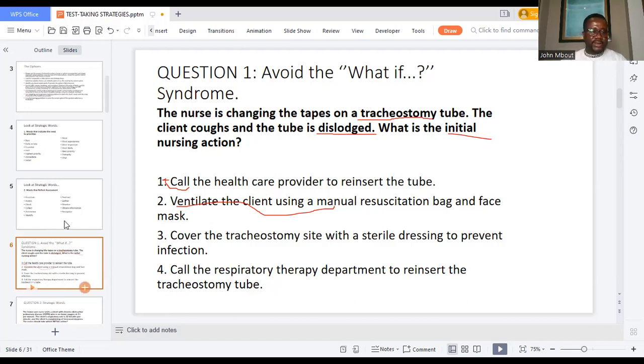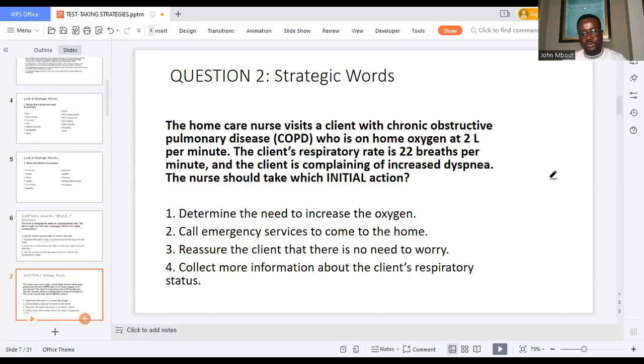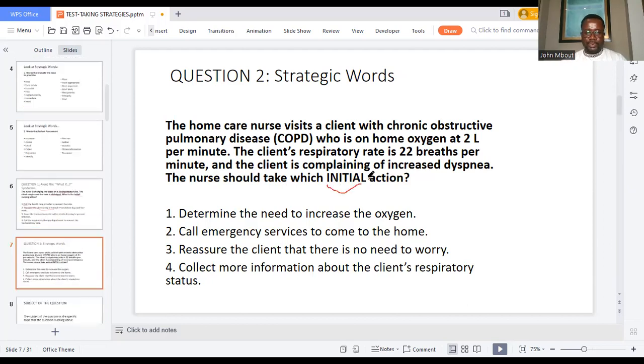Okay, let's look at our second question. In this question, we are looking at the strategic words. The question reads: the home care nurse visits a client with chronic obstructive pulmonary disease who is on home oxygen at 2 liters per minute. The client's respiratory rate is 22 breaths per minute. The client is complaining of increased dyspnea. The nurse should take which initial action? This is our concern. The first thing to do.